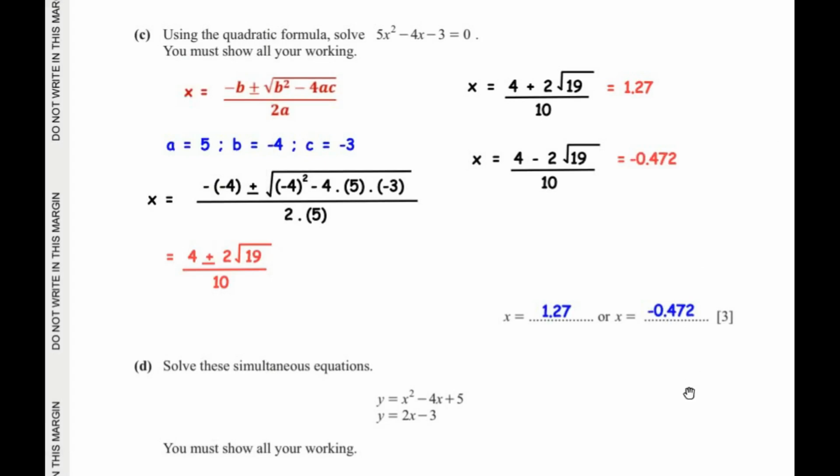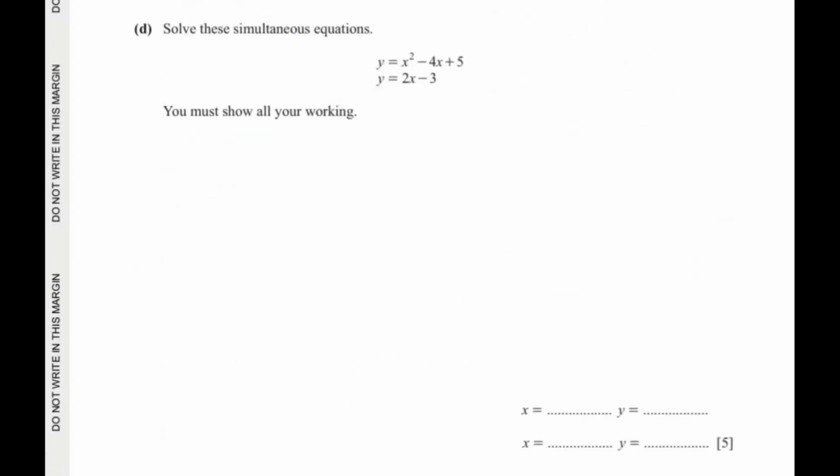Now moving on to the next sub question. Solve these simultaneous equations. Y is equal to x square minus 4x plus 5 and y is equal to 2x minus 3. You must show all your working. Now here we need to find out two values of x and their respective values of y by solving these two equations. Now we can see that both the equations represent the equation of y. So we can equate them together.